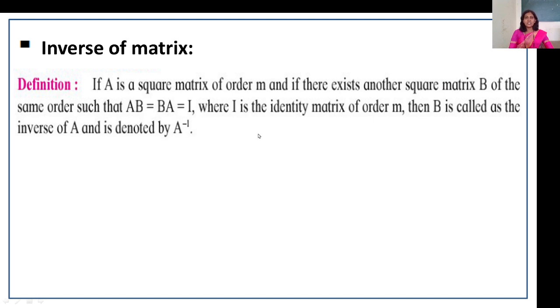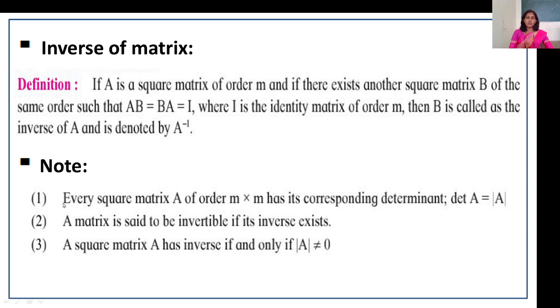Suppose A and B are two matrices and these two matrices satisfy this condition, that is AB = BA = I, then B is the inverse of this matrix A. Some notes. First note, every square matrix A of order m by m has its corresponding determinant, that is determinant of A. That means every square matrix can be written in the form of a determinant.